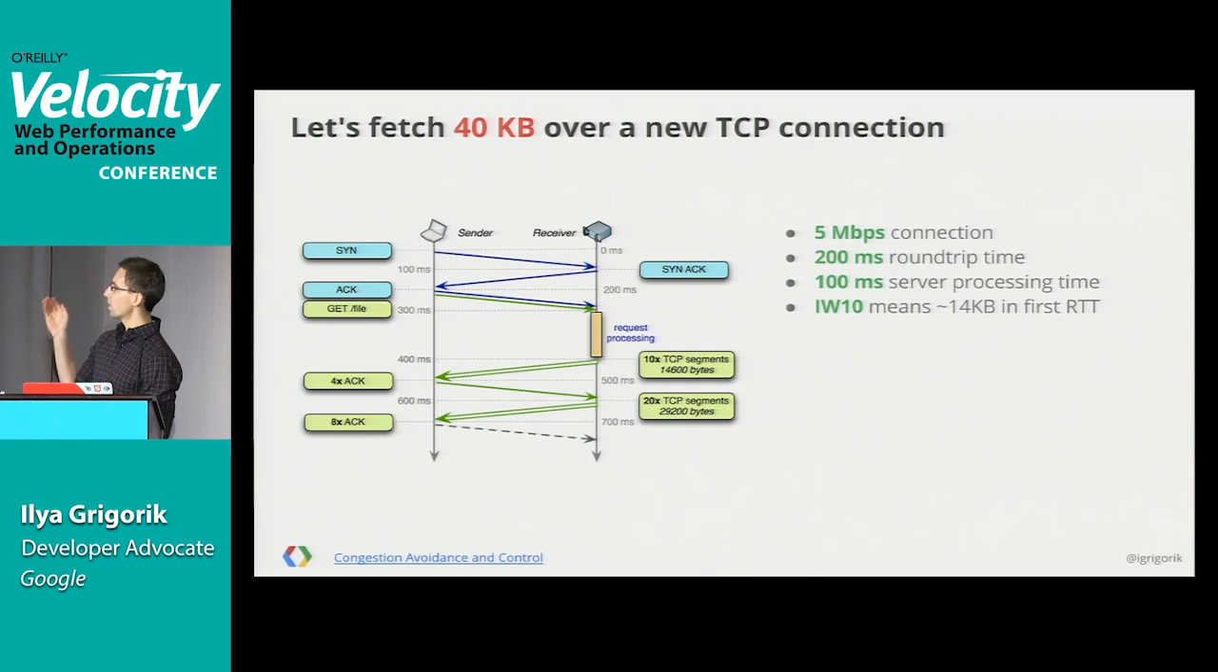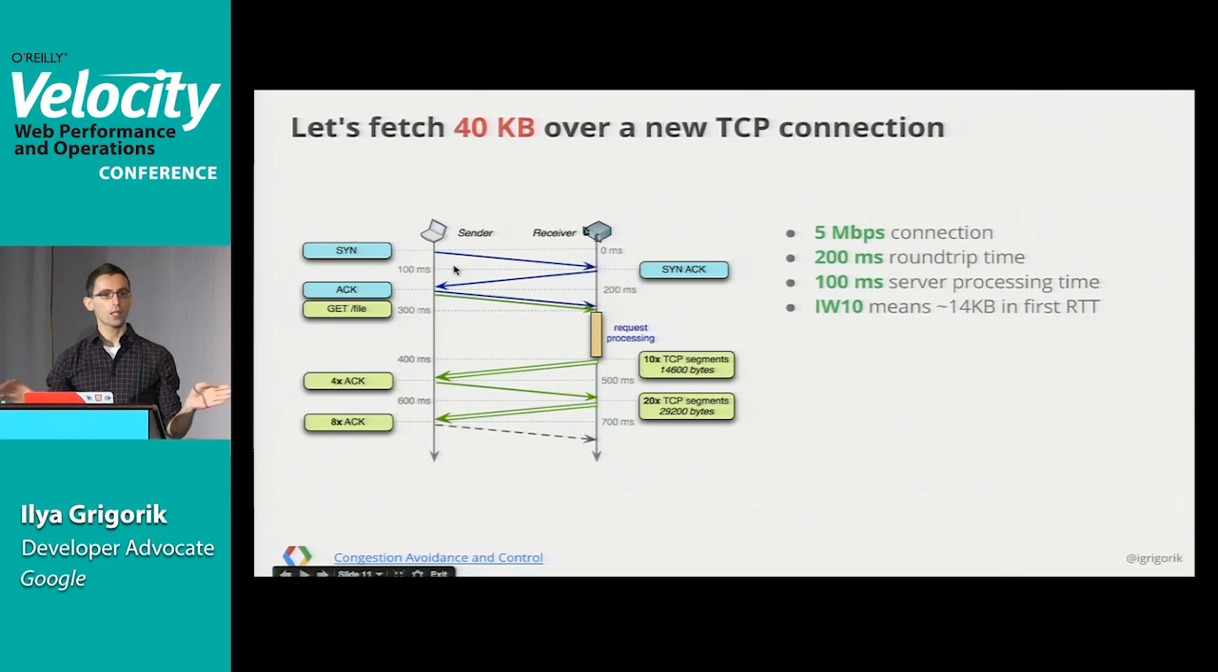So if you actually go through the sequence diagram, right, first we need to establish the TCP connection. So I'm skipping a couple of things. There's no DNS, there's no TLS. We're just going straight TCP, right? So one round trip just to establish the TCP connection, and then we send the GET request for the actual file that we want.